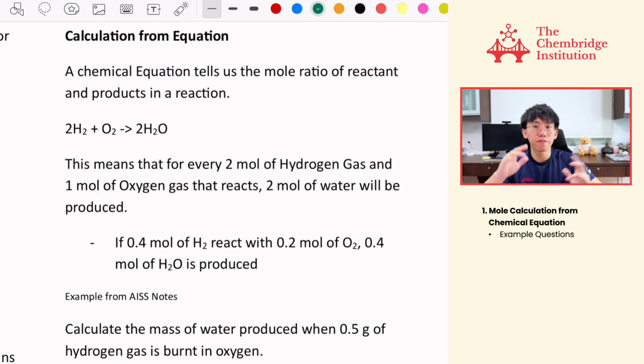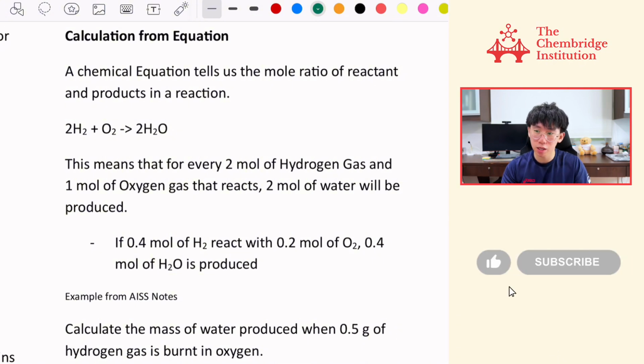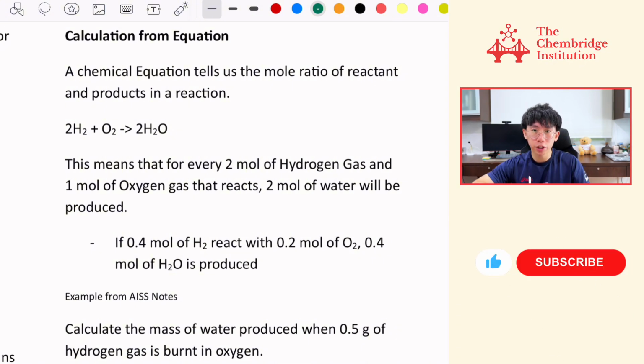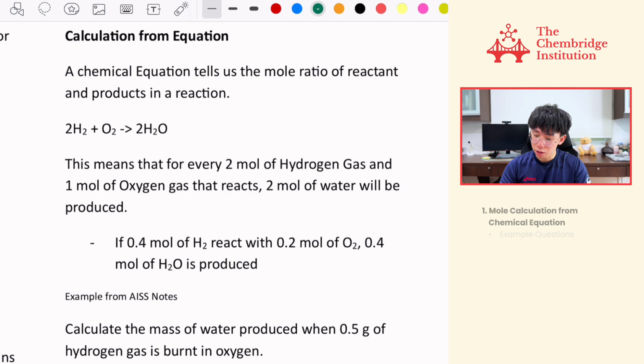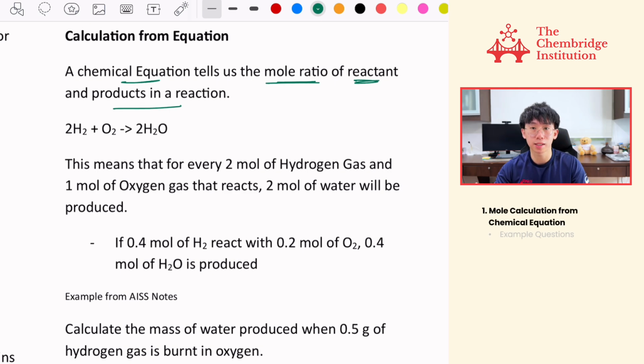A very important skill you need to know is how to do your calculations from an equation. Usually you need to get the equation first, by deciphering what kind of reaction it is, what products are formed, and balancing the equation first. And calculation from equations is very simple. The chemical equation already tells you the mole ratio of the reactants and the products in a reaction.